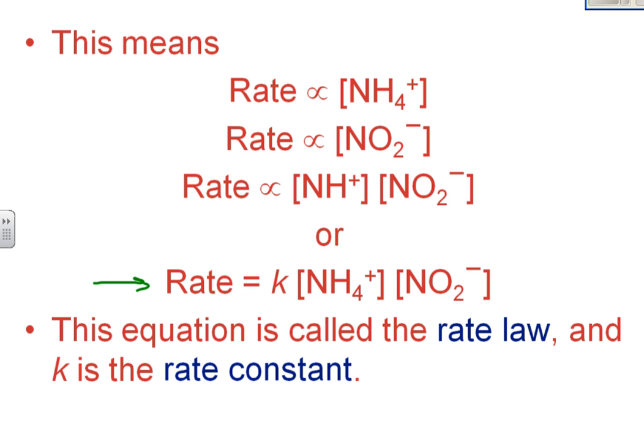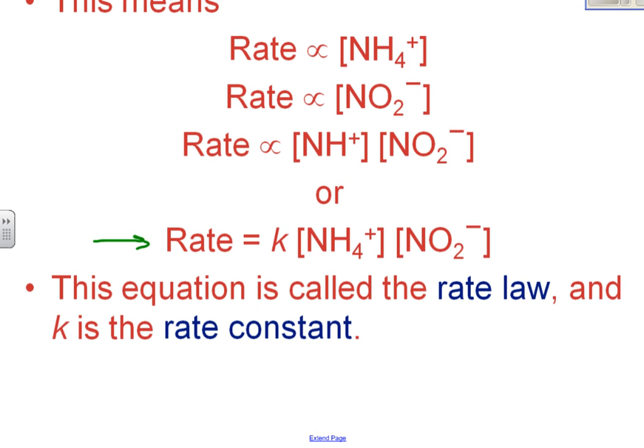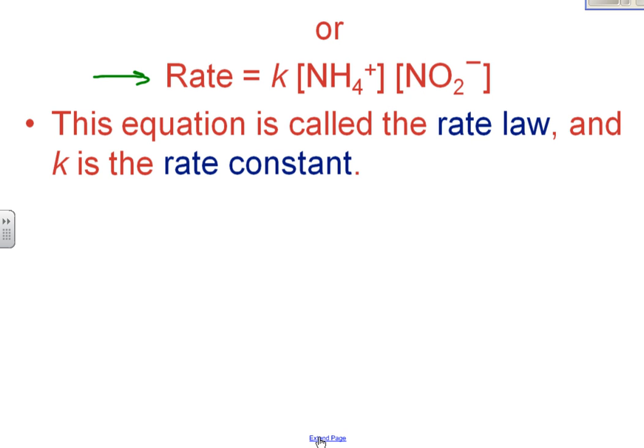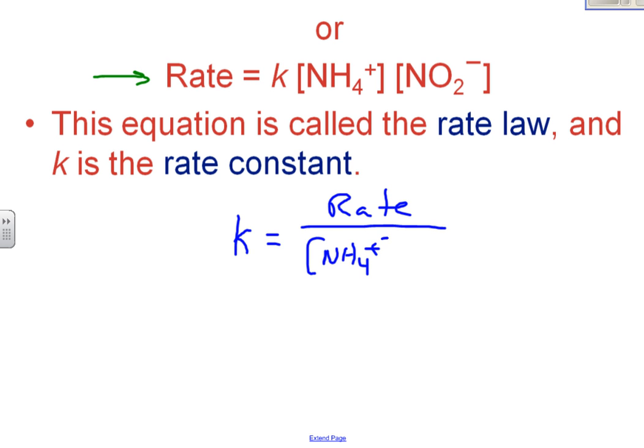Now, once we have the rate law, one of the things we're going to need to do is to be able to determine the value of the rate constant. It's actually fairly simple. Once we have that rate law, we can rearrange it to solve for the constant. The constant would be equal to the rate of the reaction divided by the concentration of the ammonium ion times the concentration of the nitrite ion. Right, so these would be the initial concentrations.